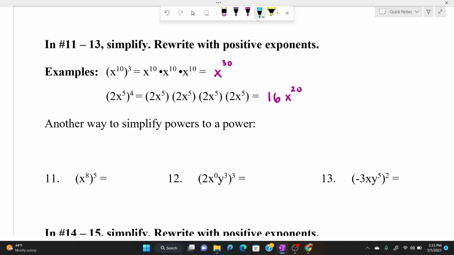The rule here is that if I have something like x to the m raised to some other power n, I multiply the powers now because I'm raising a power to a power. That is when I will multiply. So m times n.